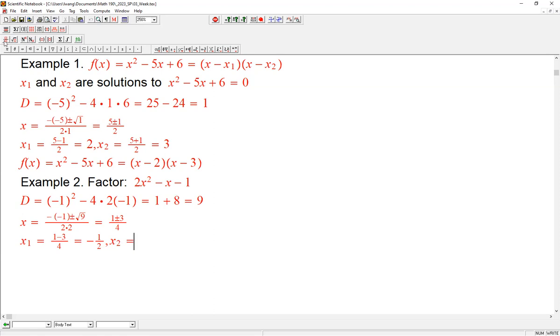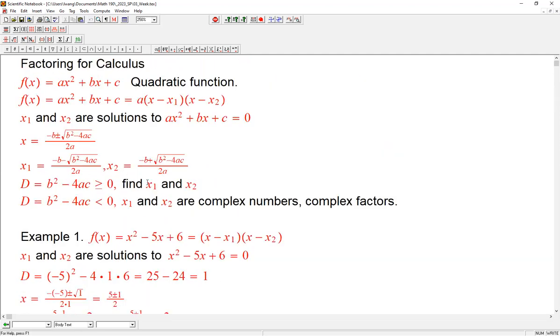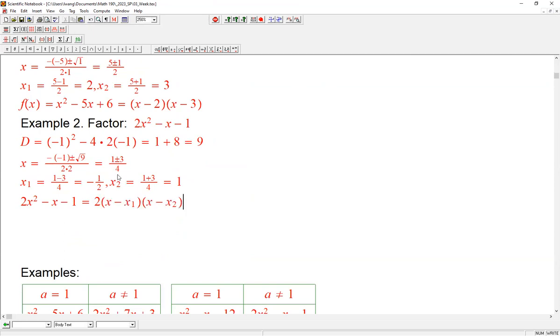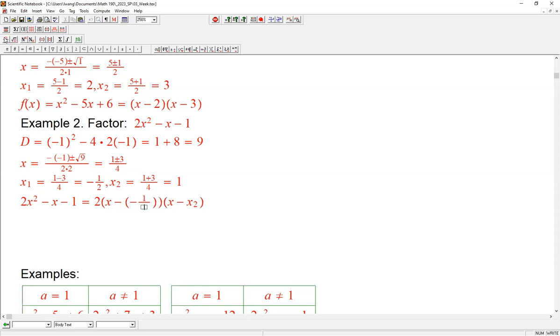x sub 2 equals 1 plus 3 over 4. Okay, that equals 1. And our factors will be a, which is 2, times x minus x1. So x sub 1 is negative half. So we're going to put in negative half. And x sub 2 equals 1.